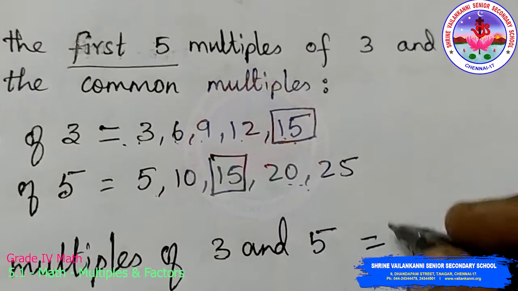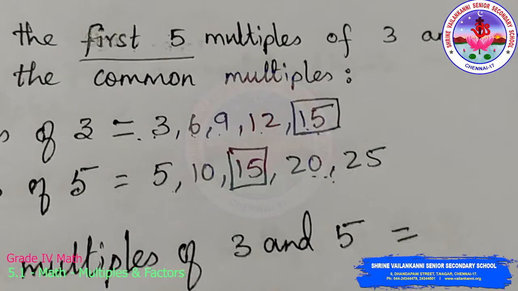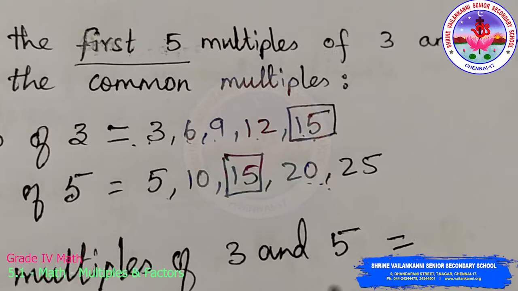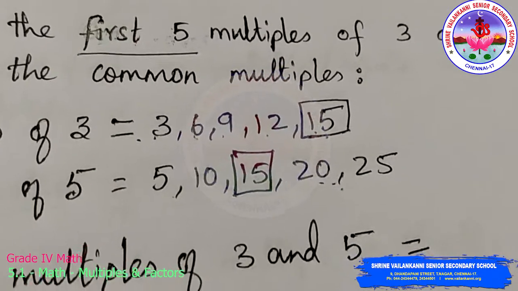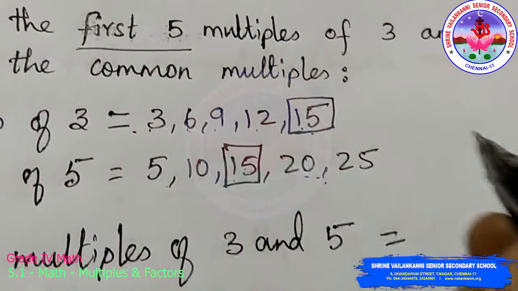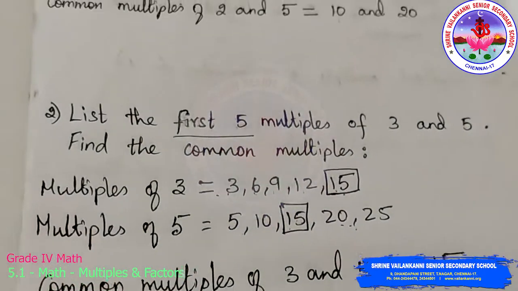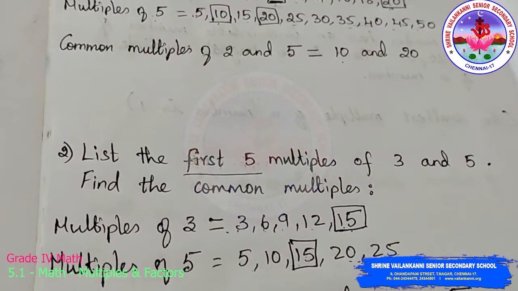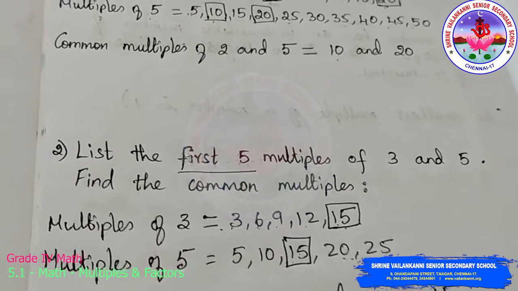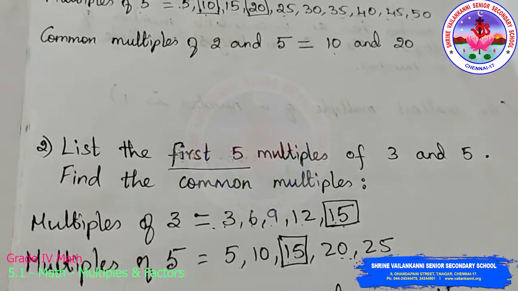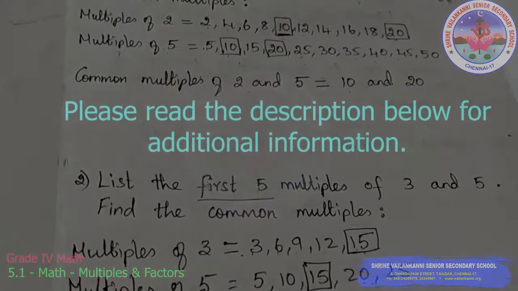If you take 15 alone, it is common in the first 5 multiples of 3 and 5. If you find more than 5 and compare, we would get more common multiples. Since we are asked to find only the first 5 multiples, among those we have only one common multiple, which is 15. Understood? So I hope you have understood how to find the first 5 or 8 or 10 multiples of any number, and how to find the common multiples of any two numbers. Hope you have understood, children. Thank you.